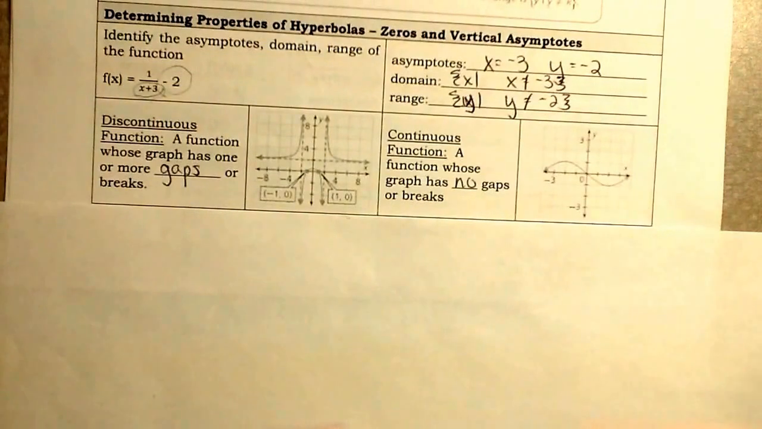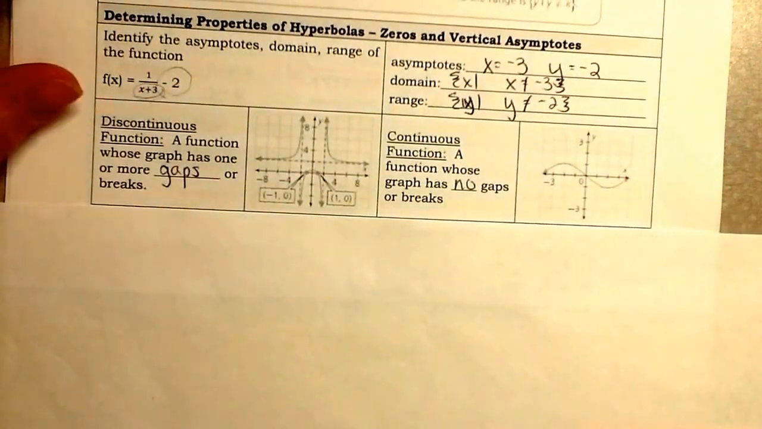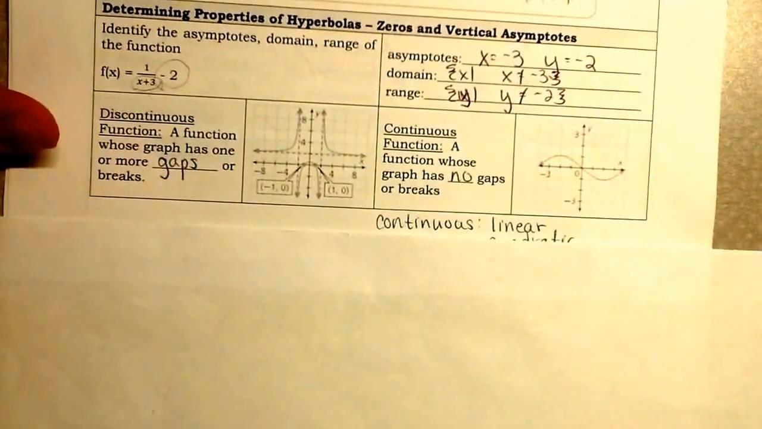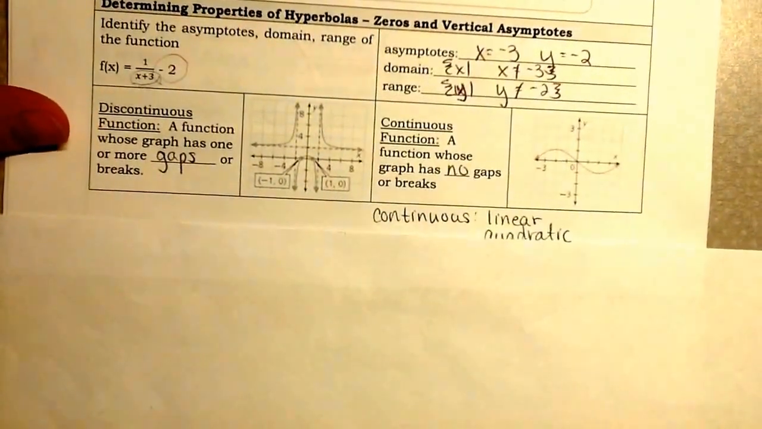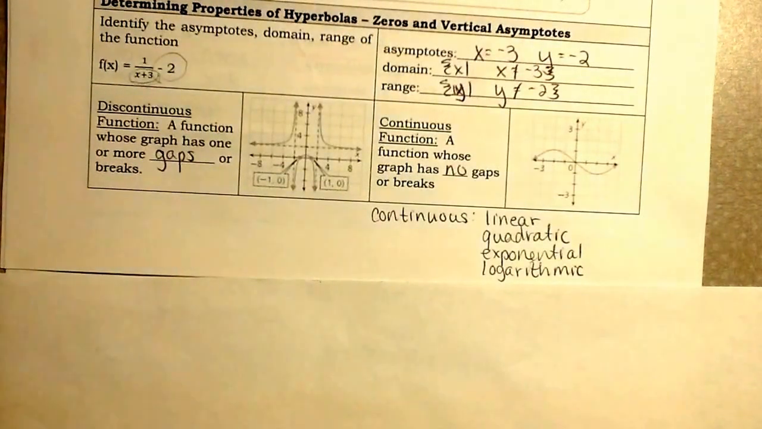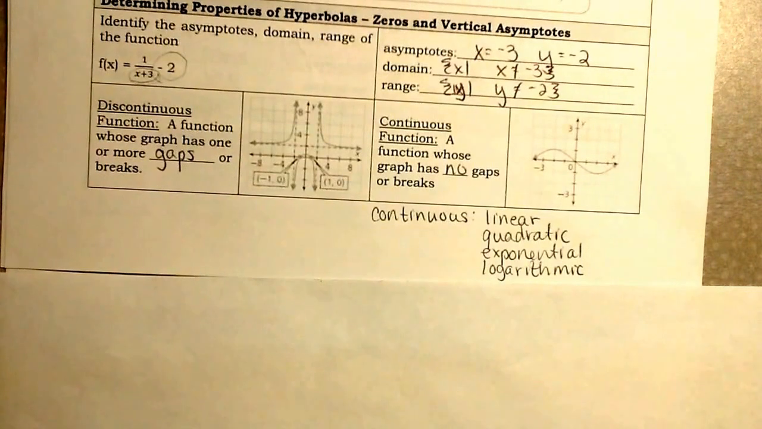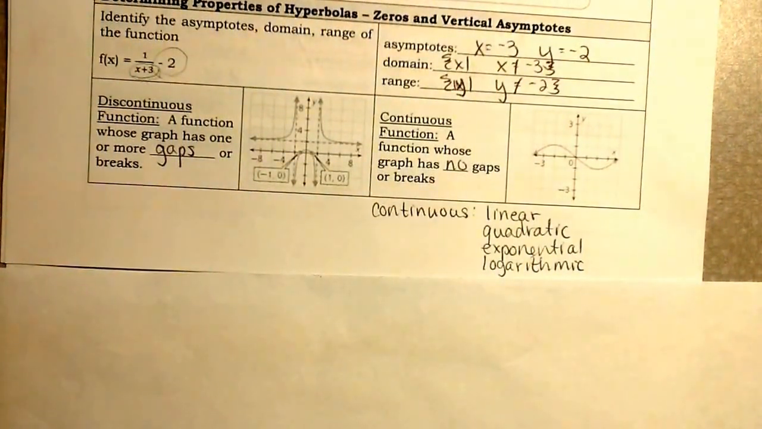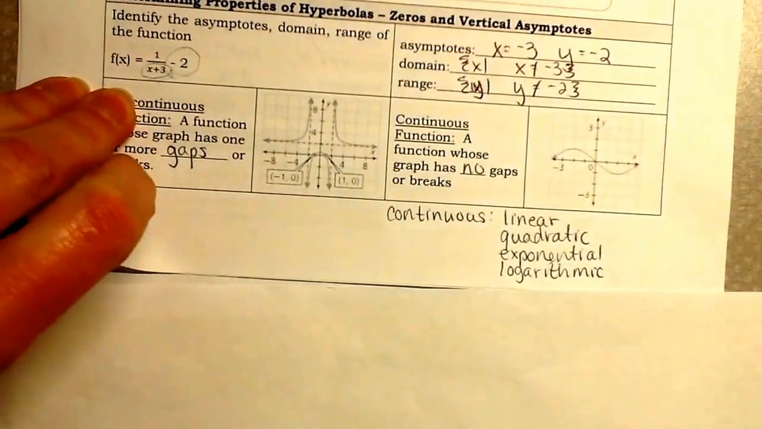So a continuous function is going to look, that could be one example. You've graphed a lot of different continuous functions. You've had linear, quadratic, exponential, logarithmic. So rational functions, we're going to graph some rational functions that are discontinuous, again, which means they have breaks and gaps due to the asymptotes.